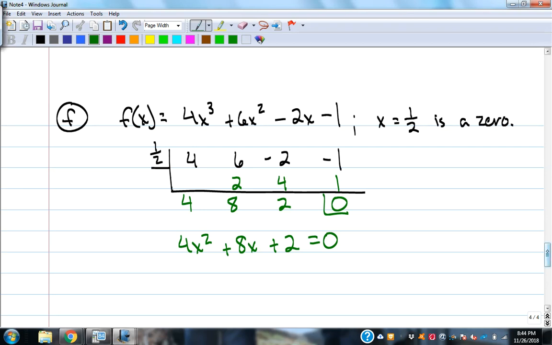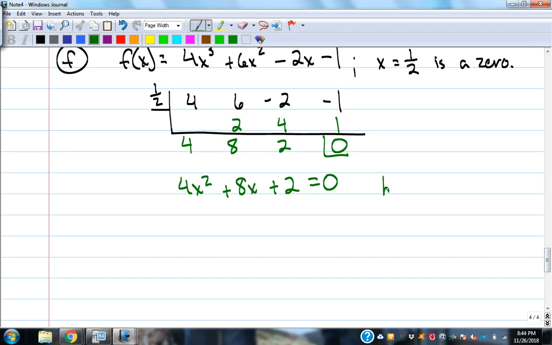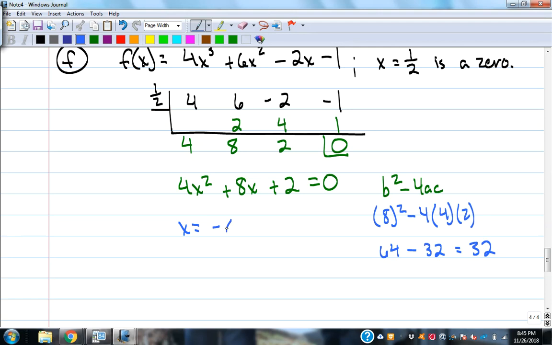So if I do the quadratic formula here, I'm going to do my b squared minus 4ac first, my discriminant. So that's 8 squared minus 4 times 4 times 2. So that's 64 minus 32. 16 times 2 is 32. So 64 minus 32 is 32. So I get x equals -8 plus or minus the square root of 32 over 2 times 4.